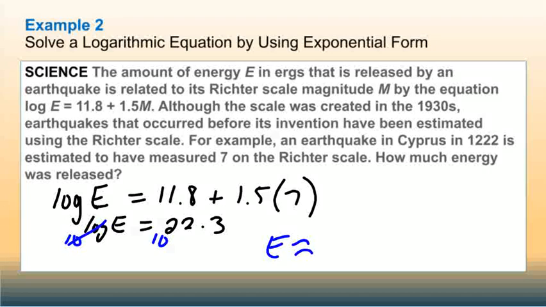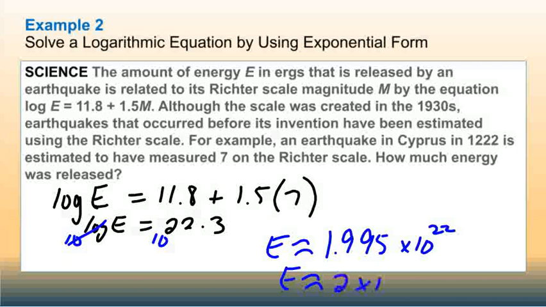So we can put that in scientific notation. So we have like 1.995 times 10 to the 22nd power. If we were to estimate that, E would be roughly 2 times 10 to the 22nd power. Either one would be accurate.